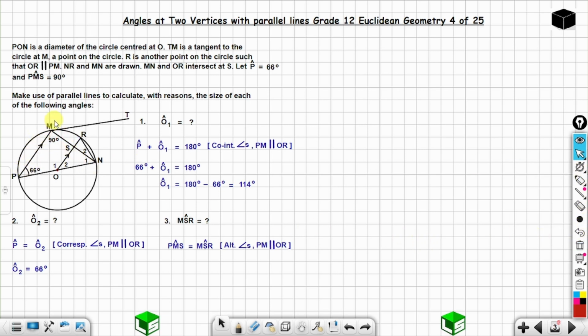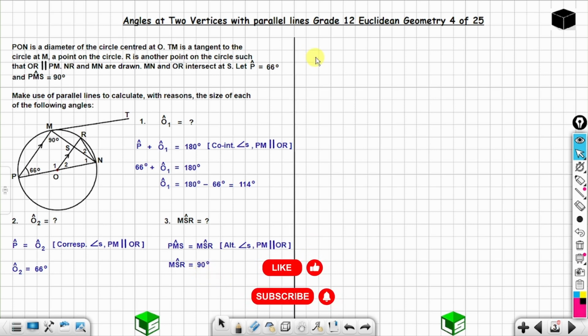So this angle PMS is equal to 90 degrees. This is also equal to this angle, MSR. So MSR is equal to 90 degrees. Okay, let's move on to another example.